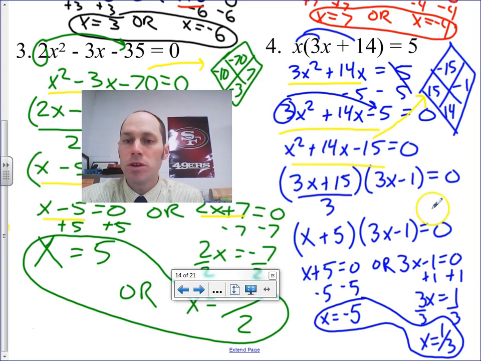So good factoring review here, with all these problems. And then the next step after we did all that factoring is we take each factor equal to 0 and we solve those. We get x equals negative 5 or x equals 1/3. So that's why we did all that factoring last unit, to prepare us for solving quadratic equations.